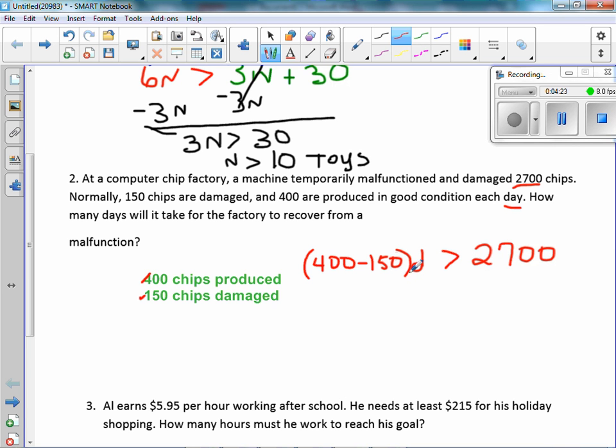So when you subtract this, you will get 250 times the number of days. So the chips times the days is greater than 2,700. In order to determine the days, you've got to divide by the 250 on both sides. That's the inverse operation.